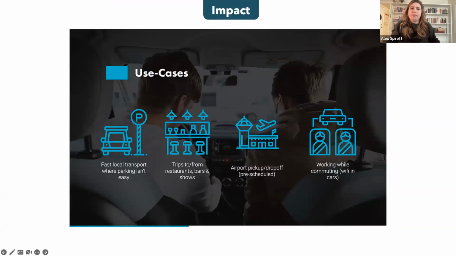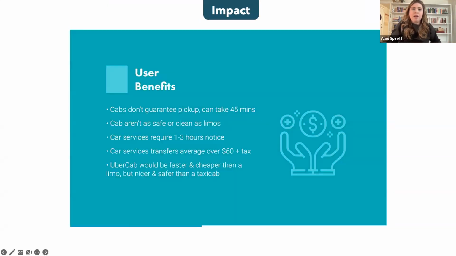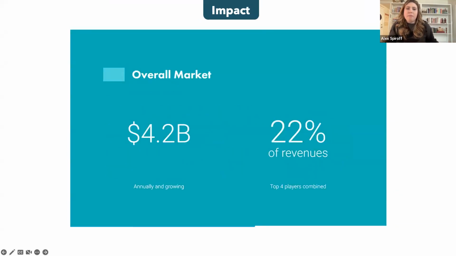Then getting into the impact, right? So there are some of the use cases where Uber can come in and disrupt some of these things like airport pickup and drop off that totally changed the game. Also getting into some of those user benefits. So that's an impact too. What are the benefits to the users? And then what is that market size? What is that potential impact in terms of ROI?